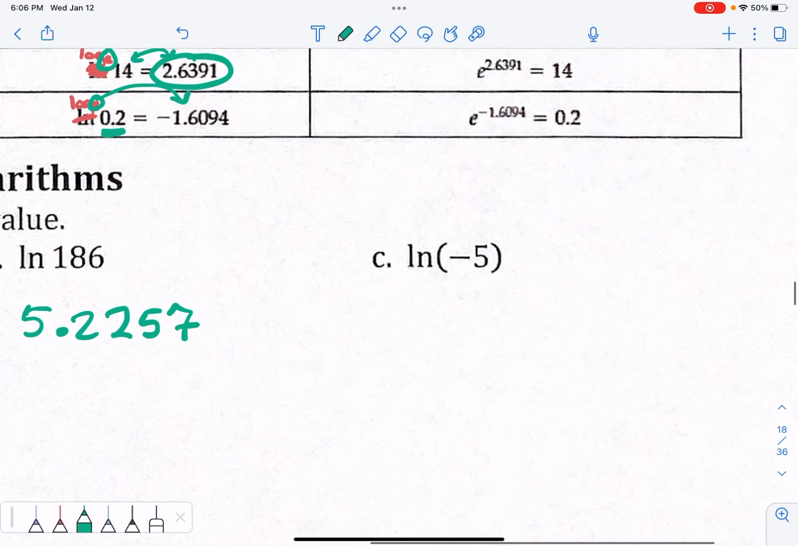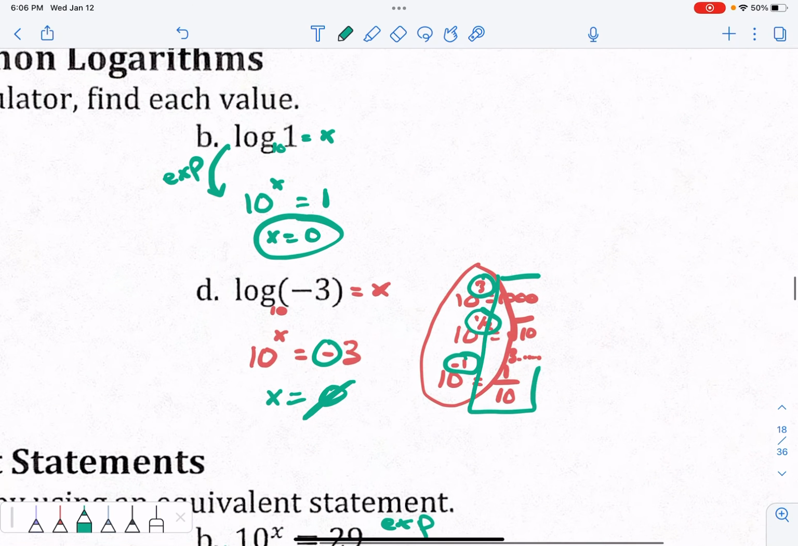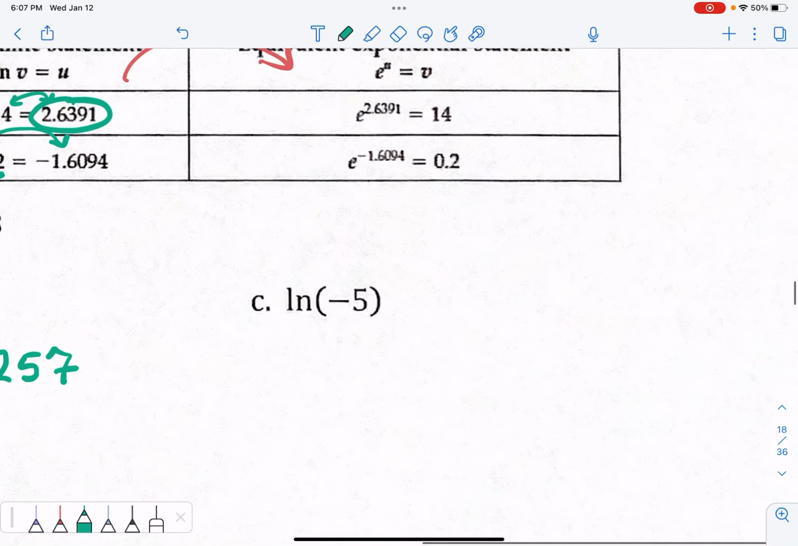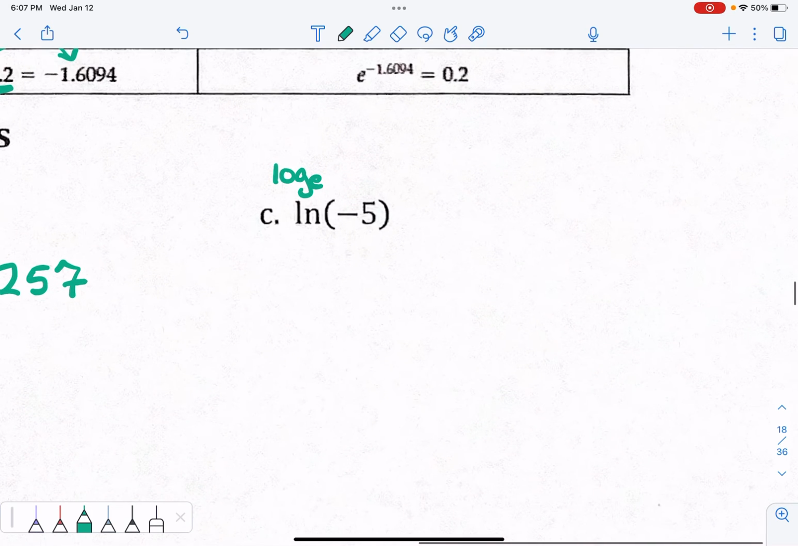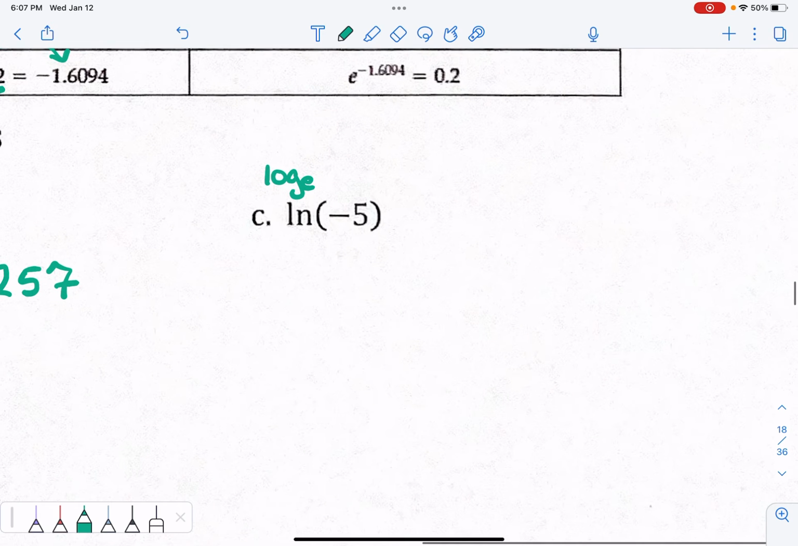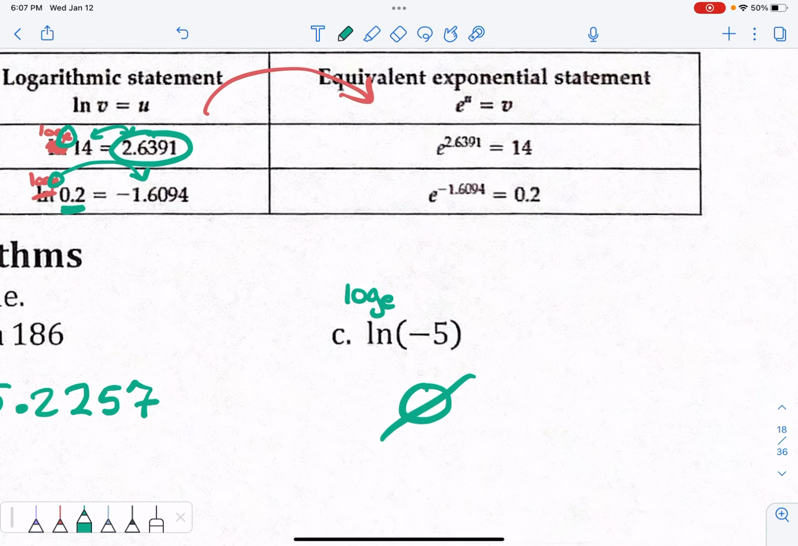This one is ln of -5. Now, we set up above that with log of -3, you can't evaluate a log of a negative number. Well, ln is just the same thing as a log, right? It's log base e. So if you try to type it into your calculator, let's see what mine says. If I do ln of -5, it says error, okay? Which means that there is no solution because you cannot evaluate logs of negative numbers.